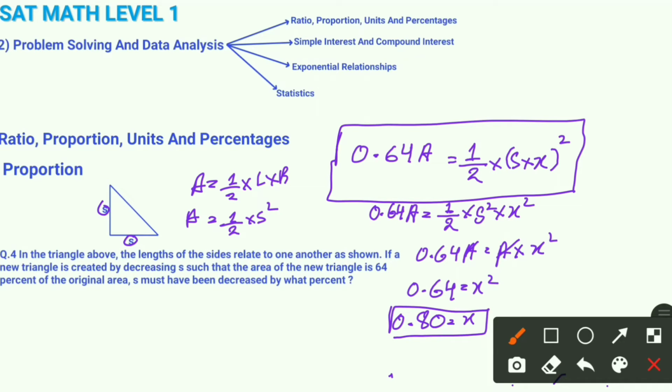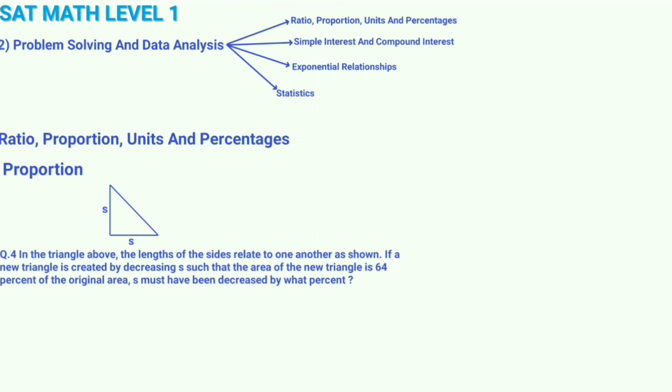So the value of s must be 80% in order to get the area of the new triangle. It means that s must be decreased by 20%. We have found that the value of x is 0.80, which means if we decrease s by 20%, or keep 80% of s, then you will get the area at 64%.